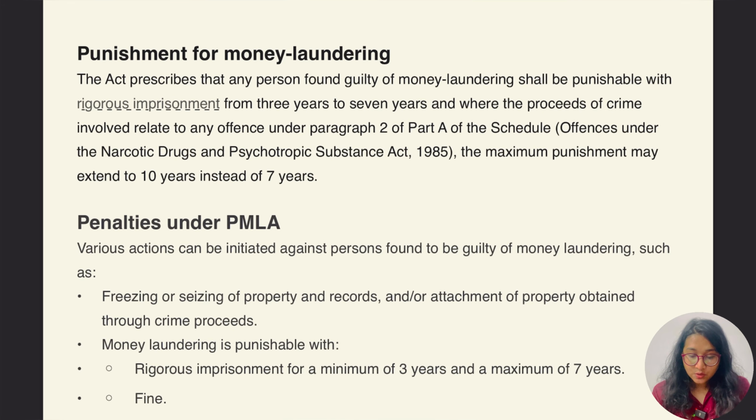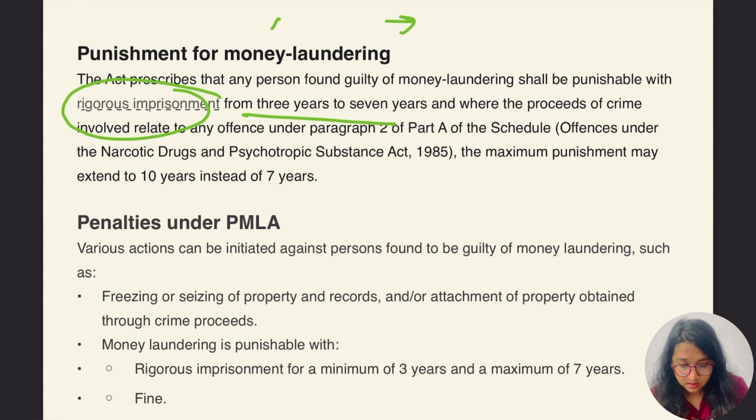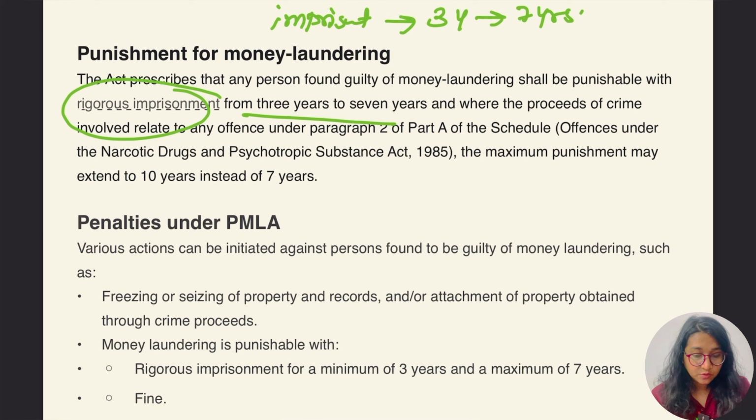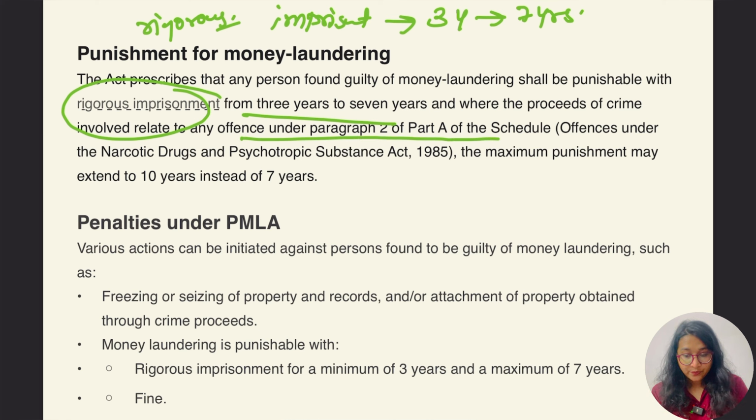Let's go for the punishment for money laundering. The act prescribes that a person found guilty of money laundering shall be punishable with rigorous imprisonment for 3 years to 7 years. So can I say the imprisonment is from 3 years to a maximum of 7 years. This is going to be the rigorous imprisonment. But there would be some other cases also involved here, where the proceeds of crime are related to any offence of paragraph 2 of Part A of the Schedule.